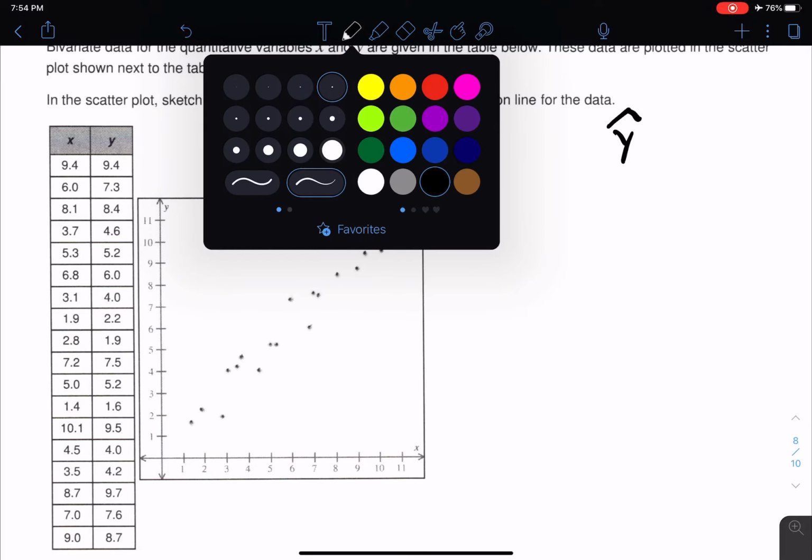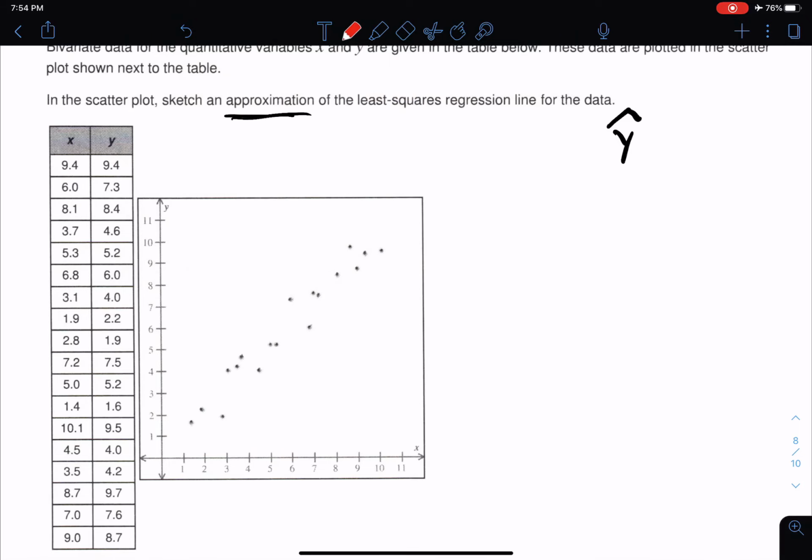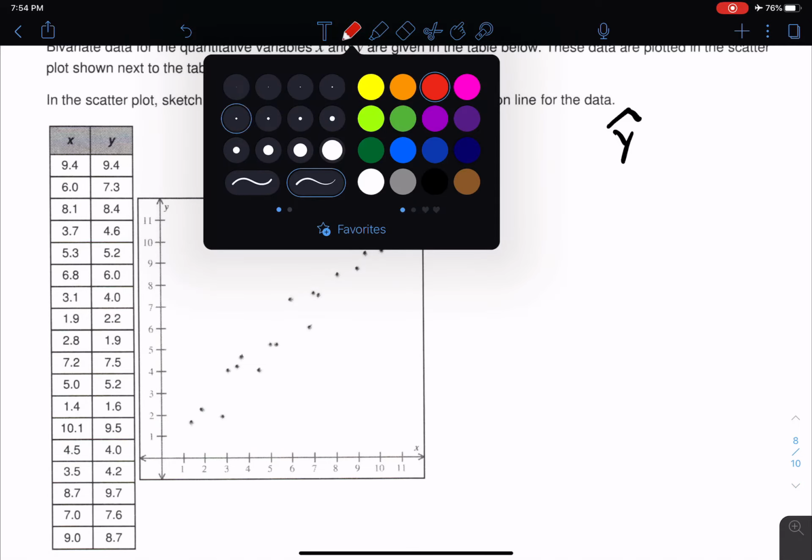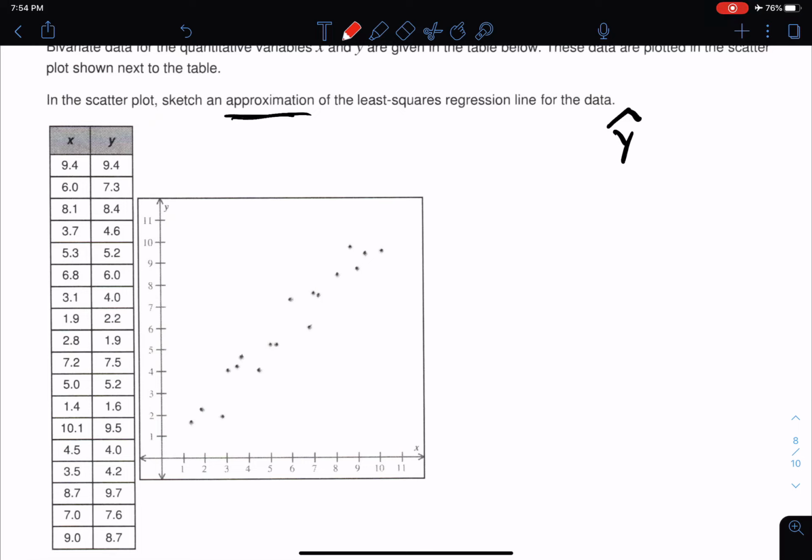So let's go ahead and go to a certain color. How about red? And I want to make sure it's big enough. There we go. I'm going to make an approximation just by eyeballing it. When you do this, you want your line to approximate all the data points. So that's pretty good, right? Now if this was a perfect least squares regression line, when I say perfect, if we found that mathematically, we would call it y hat.